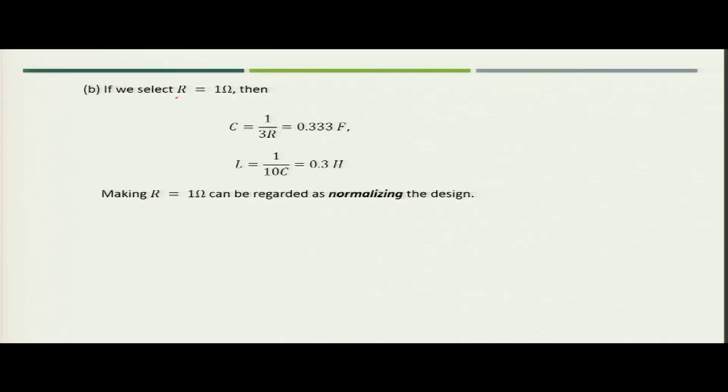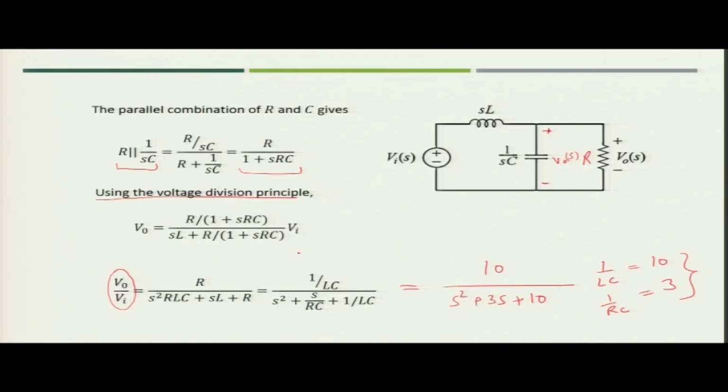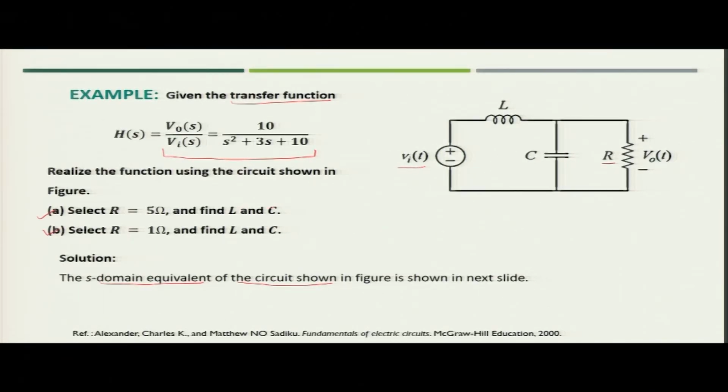Now, when you have R equal to 1 ohm, then C will be 0.333 farad and L is equal to 0.3 Henry. Making R equal to 1 ohm is generally said to be normalizing the design, because you are fixing R as 1 ohm, which means you are normalizing the design of the circuit. So, with this you can find the values of the unknowns, L and C, but you have to fix at least one component. In this case we fixed the value of resistance R.